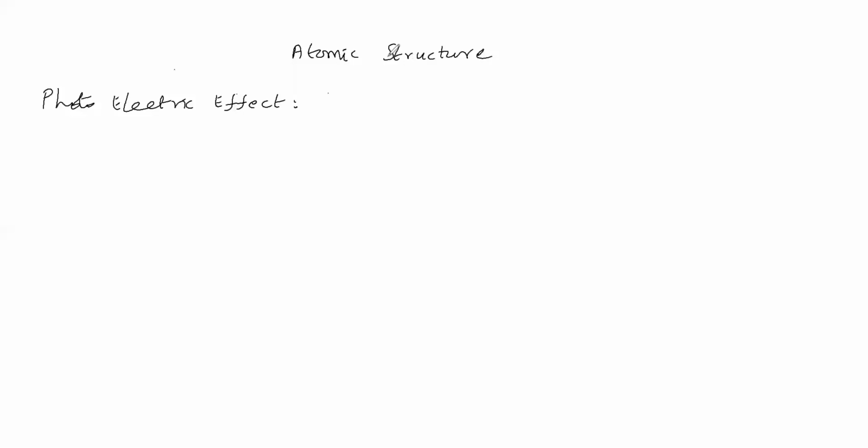Let us continue atomic structure. In that we will see the photoelectric effect. Now, how a metal acts as a photoelectric cathode, that we will see. We will consider a metal.